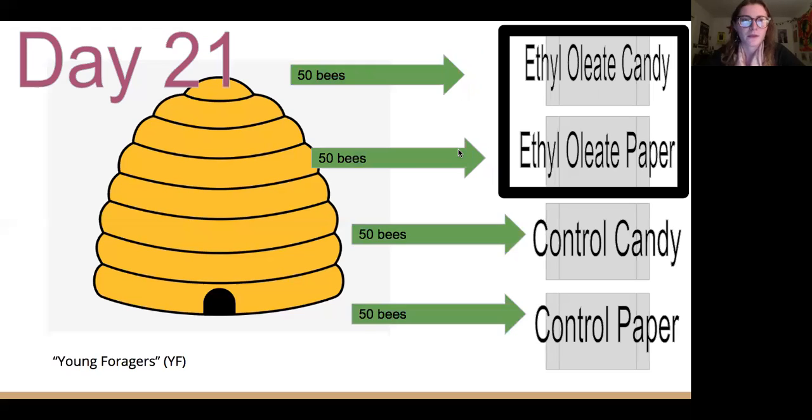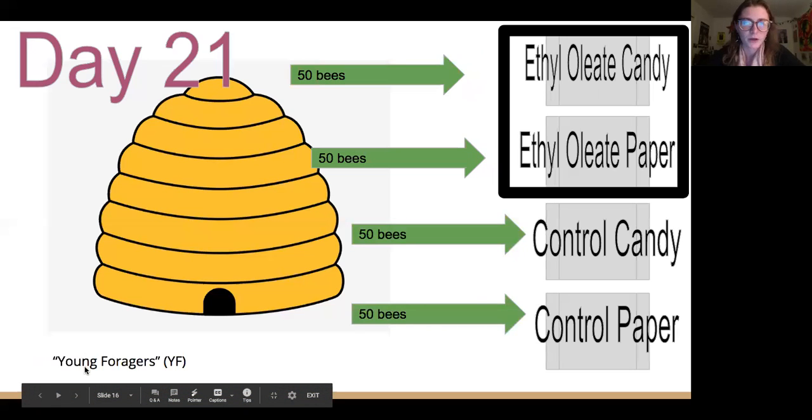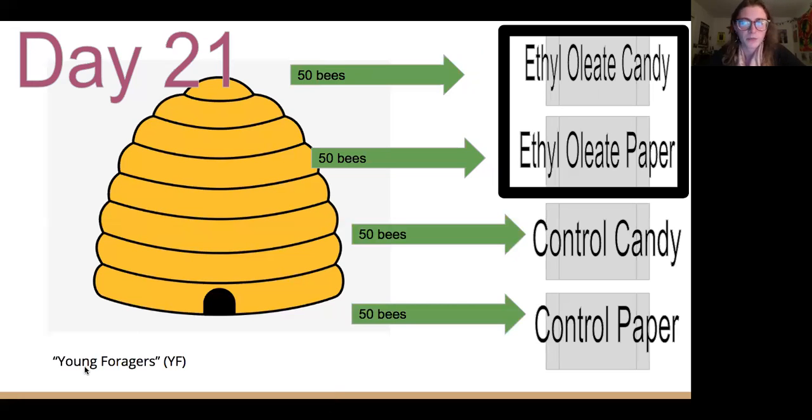But then on the 21st day, I did it again. They should be young foragers. They're in quotation marks here because they're not actually foragers, but that's what I called them throughout the experiment because that was my initial intention. They're really just 21-day-old bees. And I did it again.